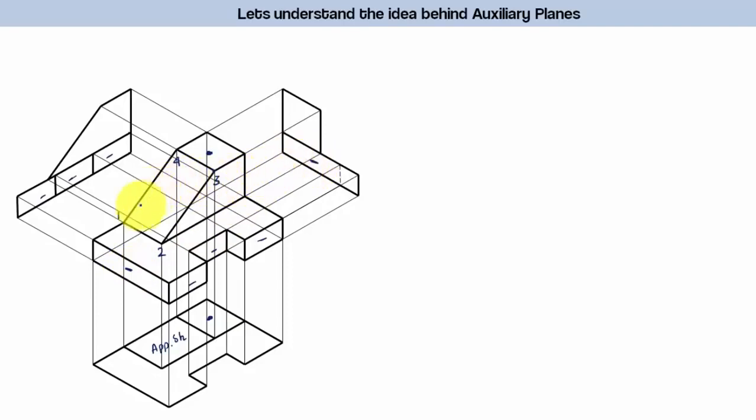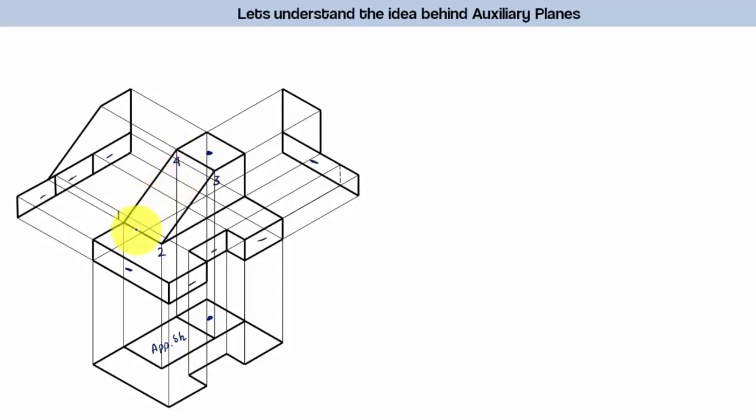But there is a problem with this rectangle over here, which is slightly inclined. Its true shape and size is not visible in the front view or the top view or the side view. So some sort of a solution has to be worked out. Here is the solution.